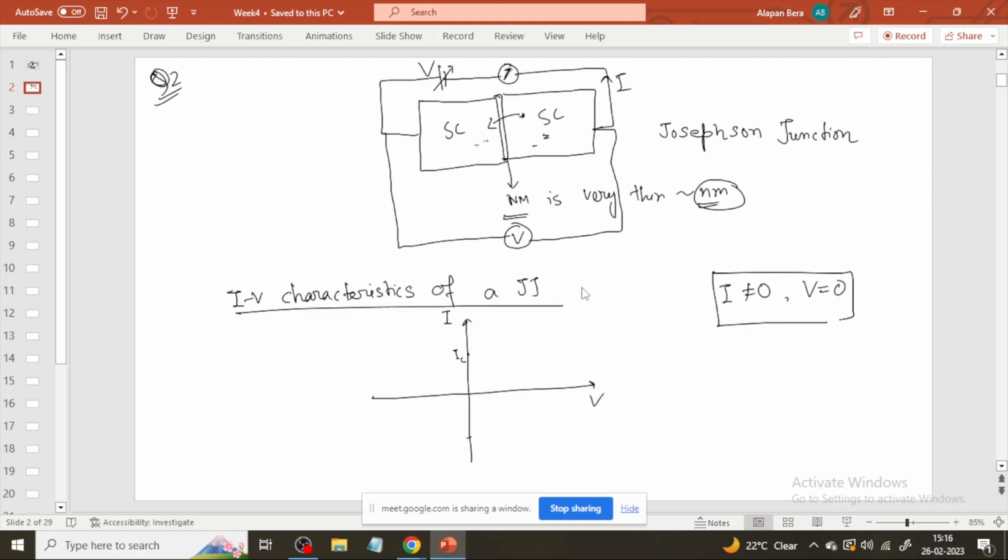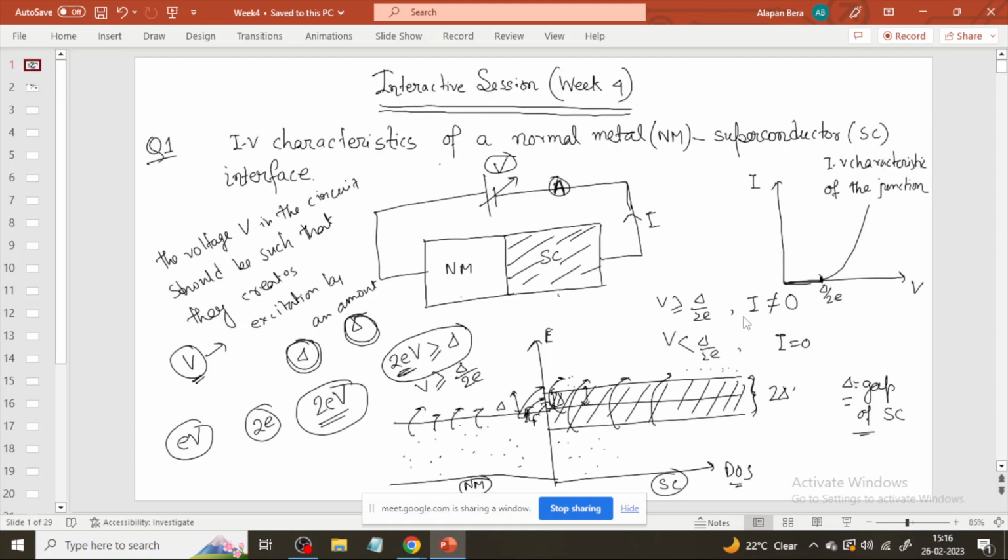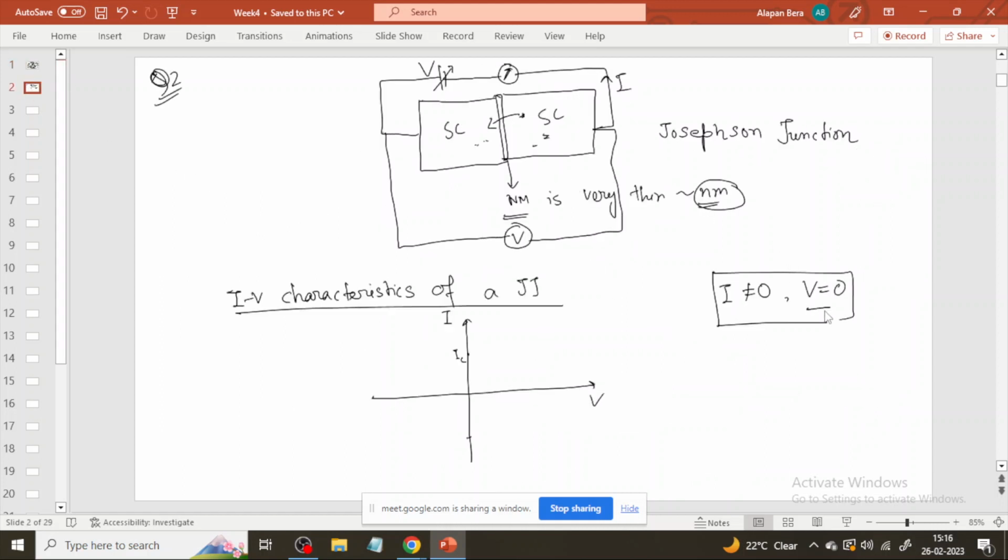So this is in contrast to what we saw last time. To get a non-zero current, we had to apply an external voltage greater than a certain amount. But in this case, the voltage is not required, and we already get a current equal to IC. Okay. And on top of this, if we apply a voltage from here, we will see that the current flowing through the junction evolves like this. Okay. So this is the IV characteristic of a Josephson junction.